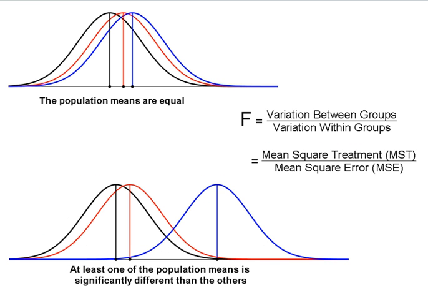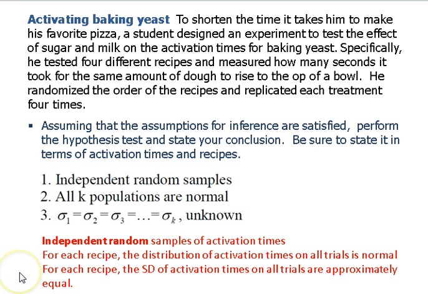And again, the way you test that is you would probably have to construct a histogram. We're not going to do that in the 205 course unless I give you the histogram. And then thirdly, for each recipe, the standard deviation of activation times, not on just the 4 trials we looked at, but on all trials, are approximately equal.